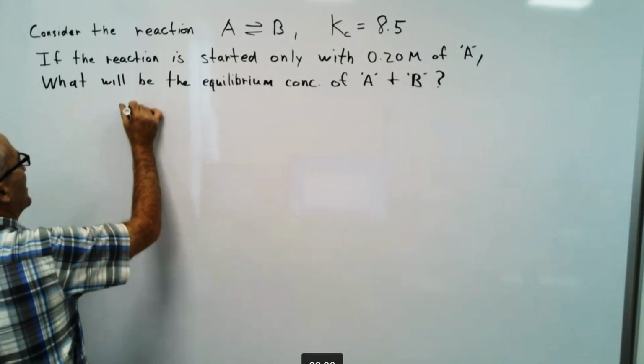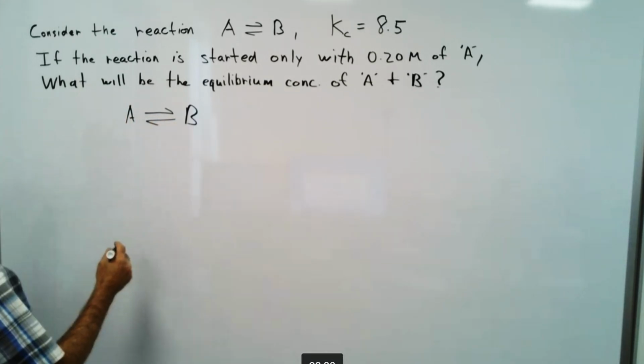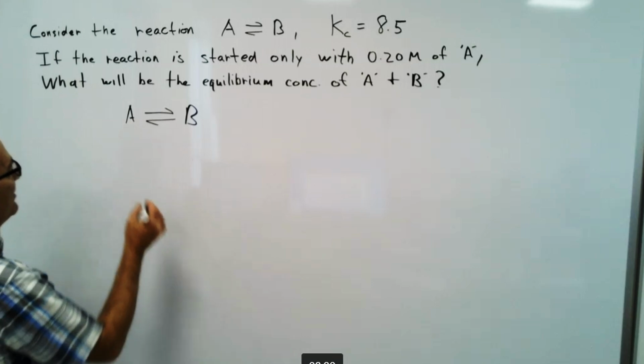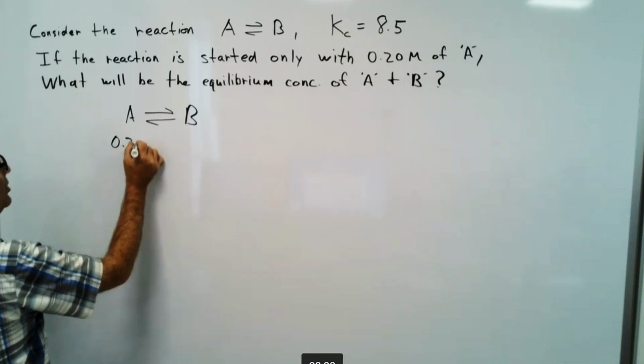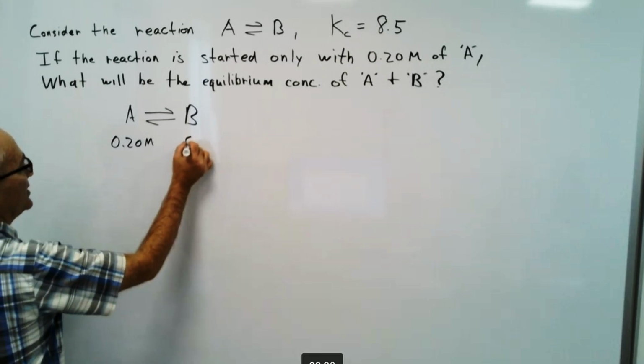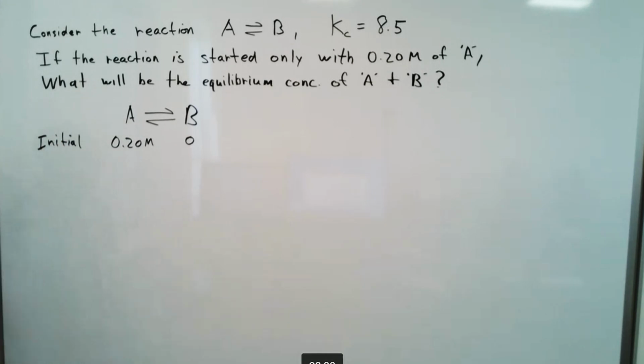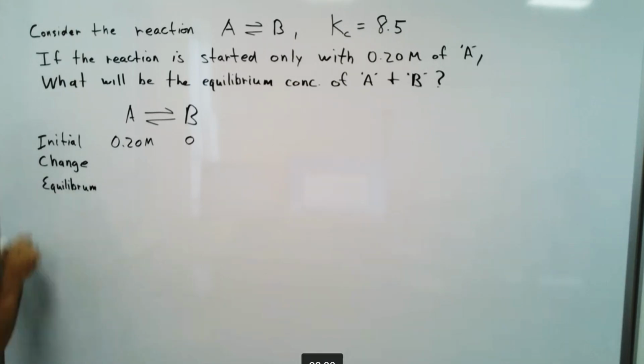So like before, I might start out writing the equation like this, and it says if the reaction is started with only 0.02 molar A, how much B does that mean we have? We have 0. So we call this our initial condition. What happens after initial change occurs? And then after change, then what happens? And there we see our ICE table.